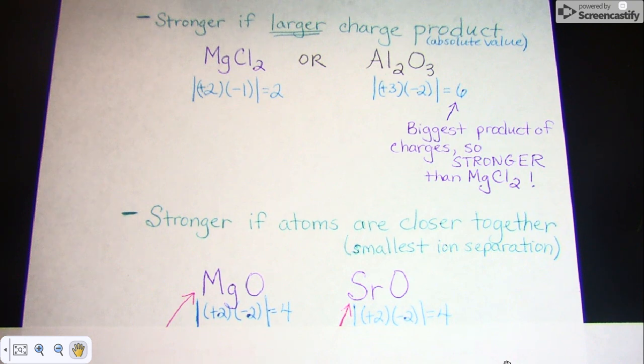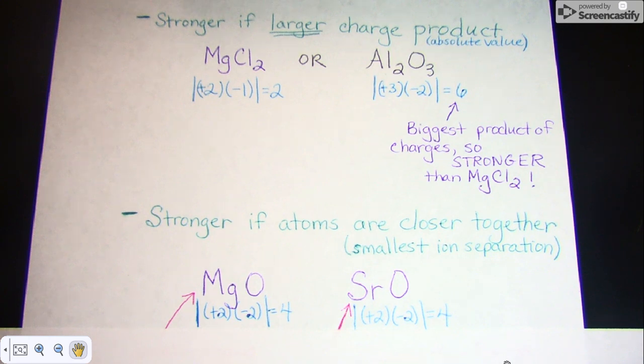So strontium, well, real quickly, sorry, I should have said that first. Sorry, go back real quickly. If we had done the product charge, you notice both of them are 4. That's why we had to move on. I'm sorry. I should have done the product charge first, which I did in the first example, but now I should have shown you that it didn't work in this case.